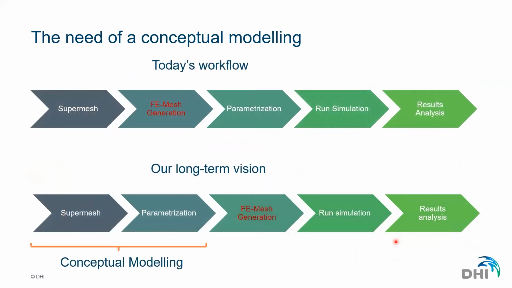If we look at today's workflow, this is what we have here. Normally you build a super mesh. It's the location where you put all your different geometries, so polygons, lines, points, all the geometrical data that is relevant to build a mesh. Then comes an analysis of the different processes that you want to model. You have a mesh, you parameterize, you run the model, and then you do some results analysis. And of course, here also comes uncertainty analysis and model calibration.